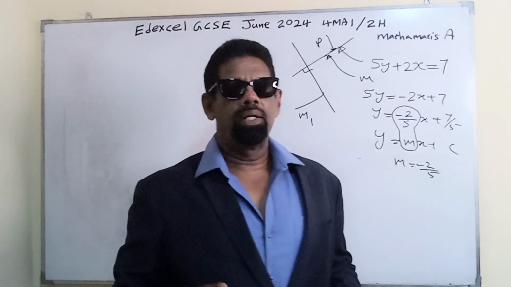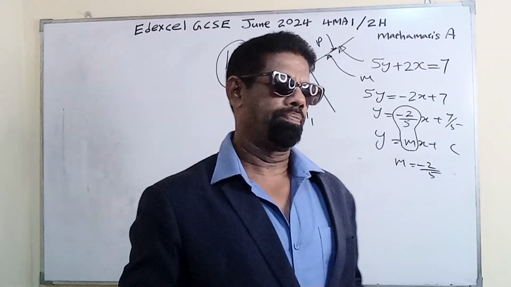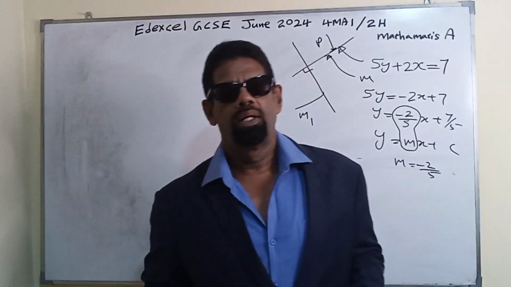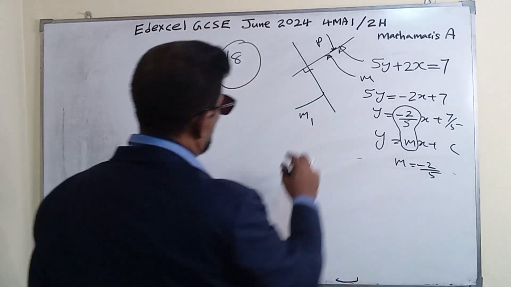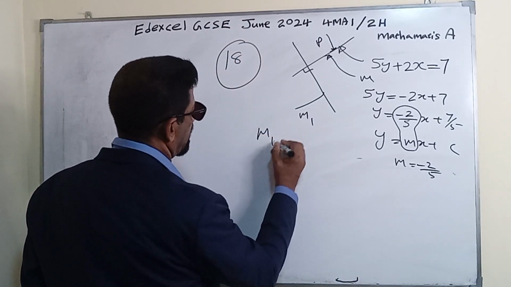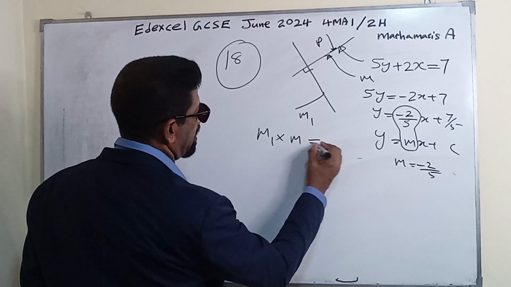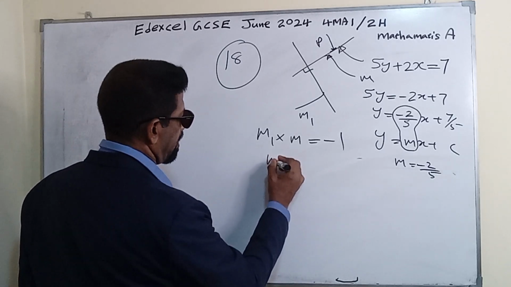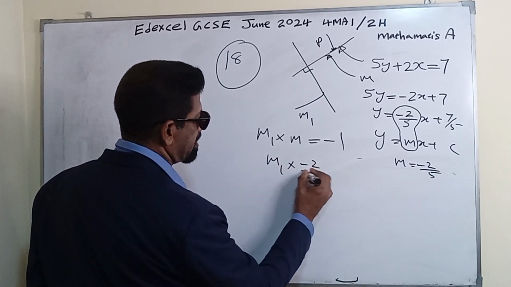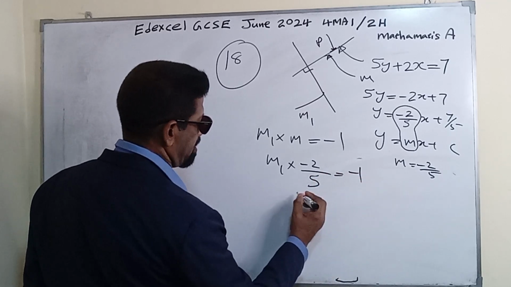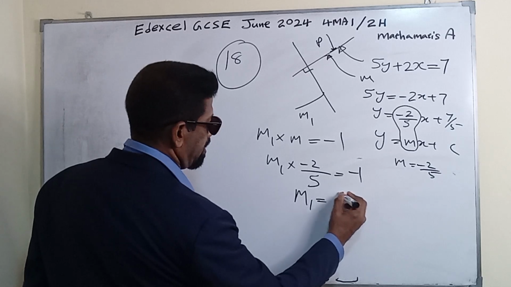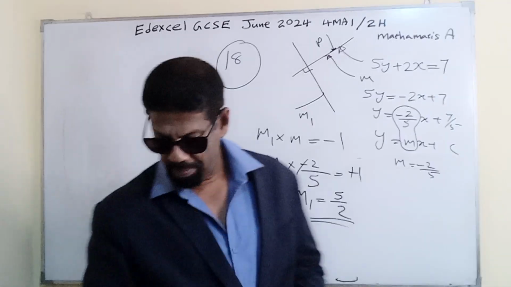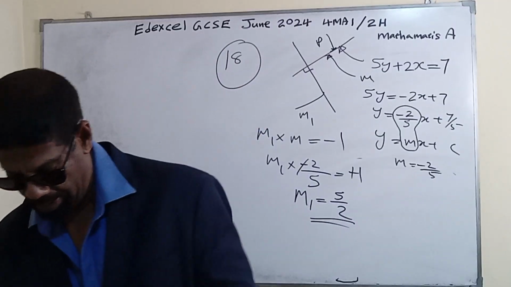Now we need to find the perpendicular gradient. We know that for two perpendicular straight lines, the product of the gradients should be minus 1. So m1 times m equals minus 1. m1 times minus 2 over 5 equals minus 1. So that gradient is 5 over 2, that cancels. That is question number 18.